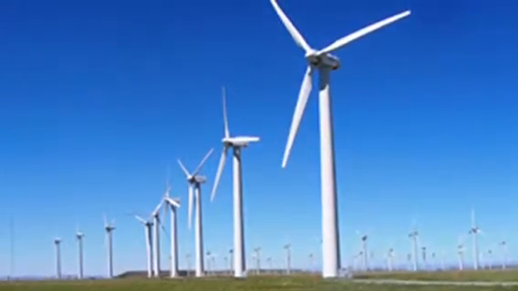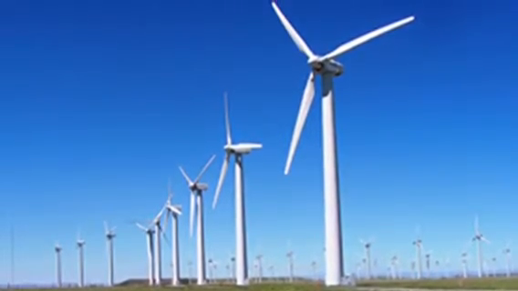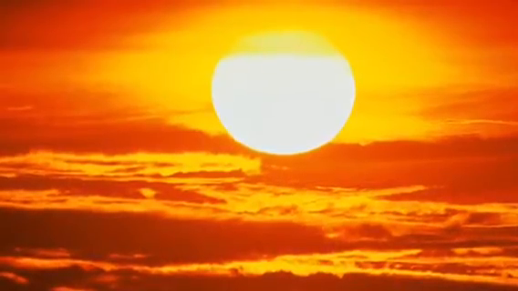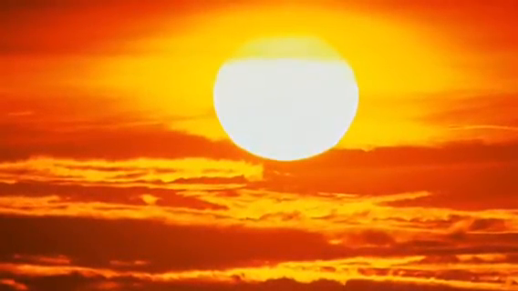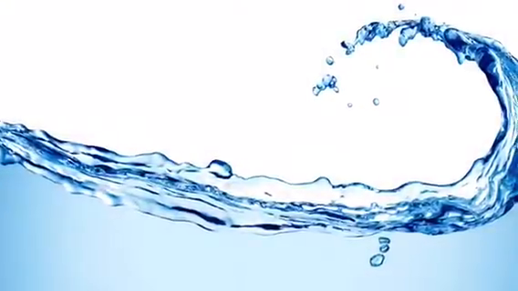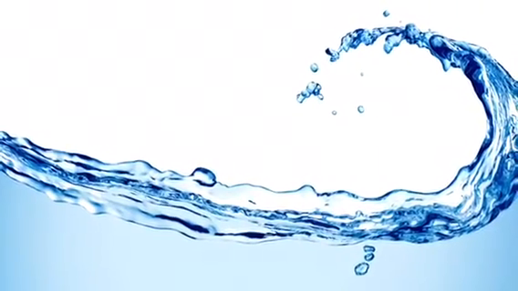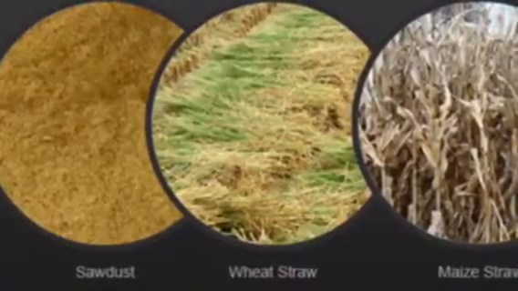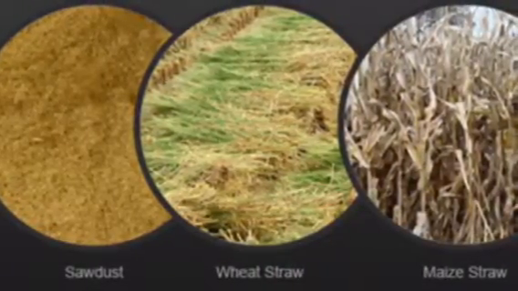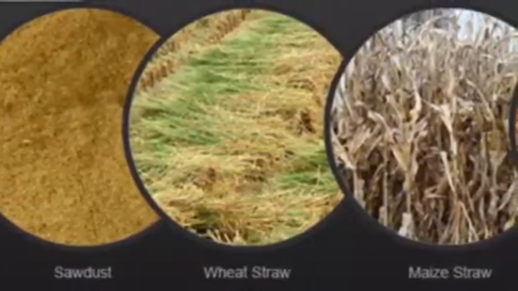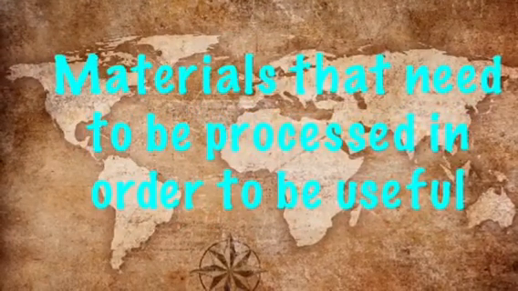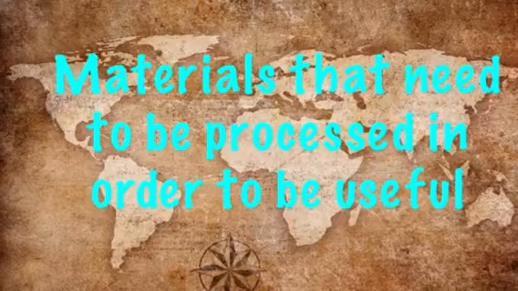Some resources can be used as is. What this means is that the resource does not need to be altered or changed in any way. Water is a resource that can be used as is. Other resources need to be changed in order to be used. These are called raw materials. Raw materials are materials that need to be processed in order to be useful.